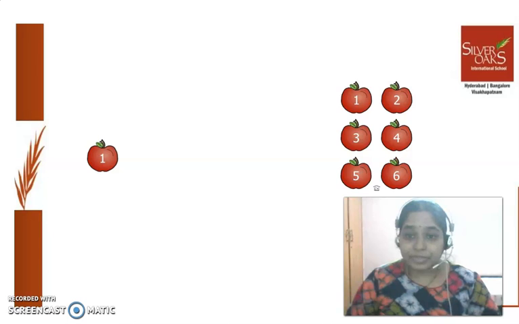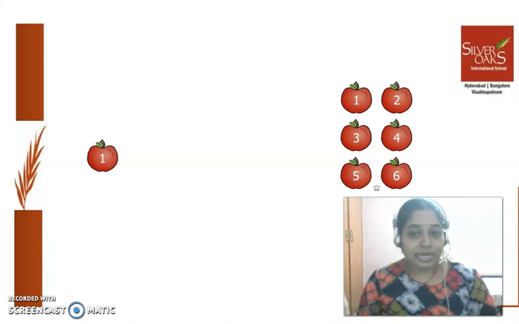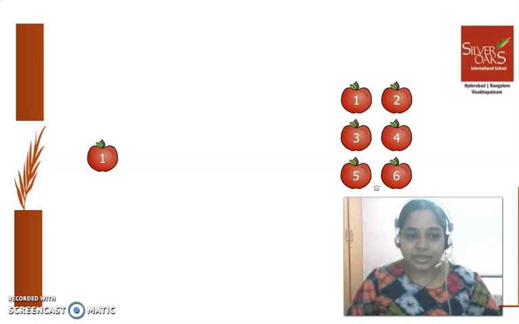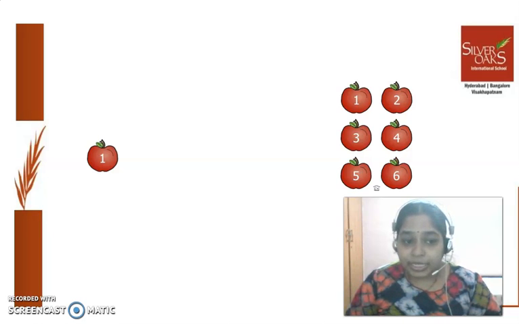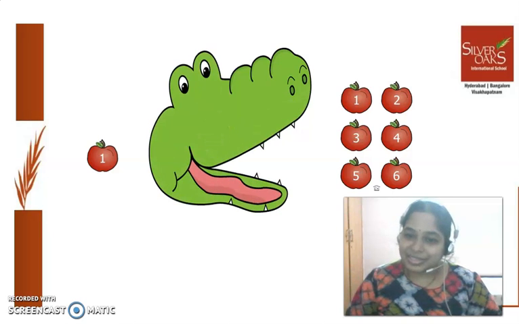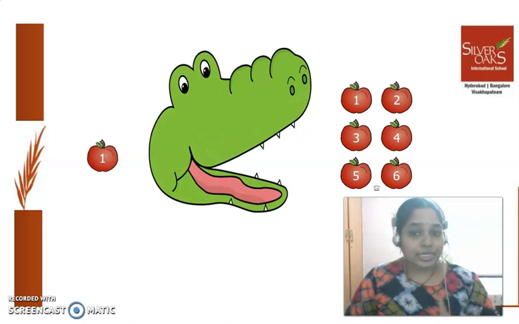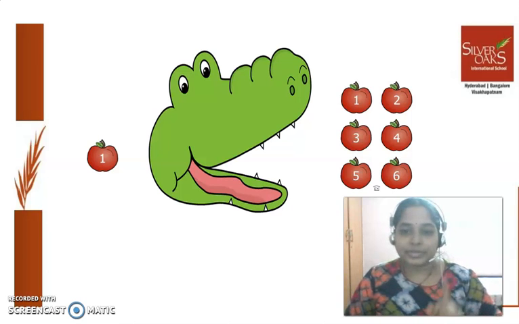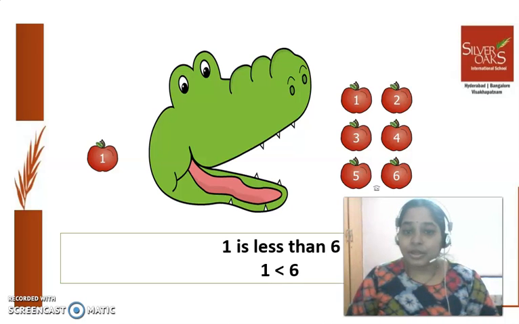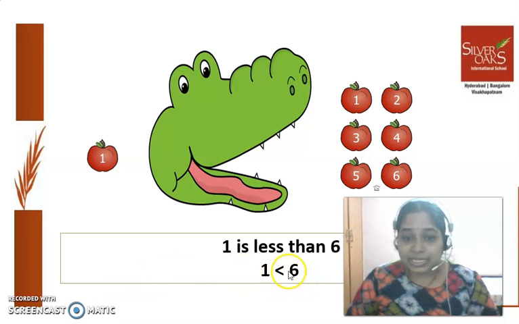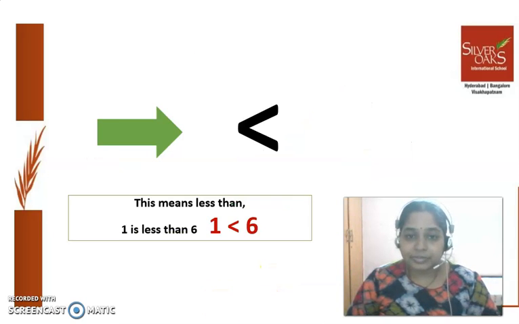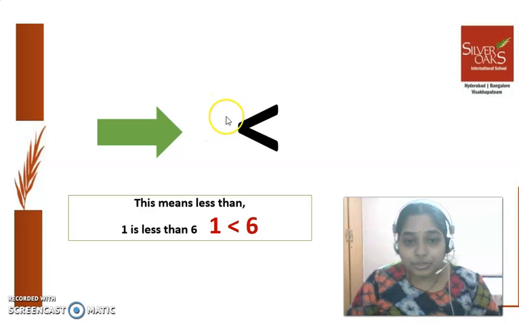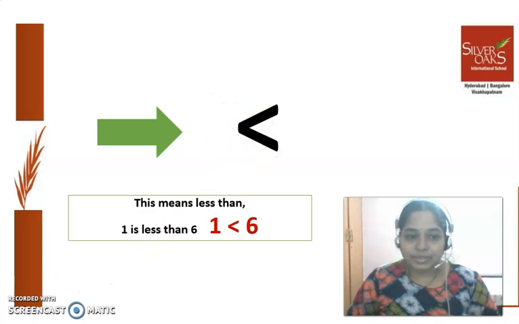Next, I have kept 6 apples now towards my right side and 1 apple towards my left side. Let us see how many apples will the alligator eat. 6 apples. The hungry alligator will always eat the greater number. So 1 is less than 6. You write 1 is less than 6 using this symbol. This is the symbol for less than. The smaller number is always towards the tiny point of the symbol.